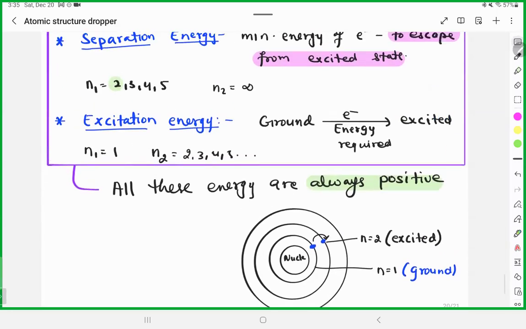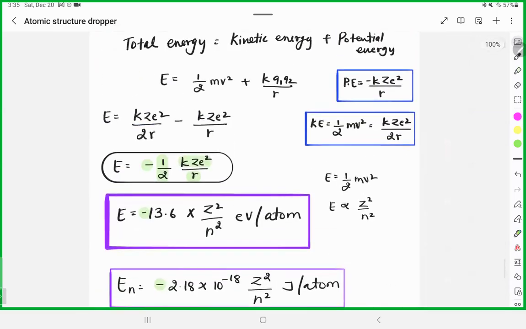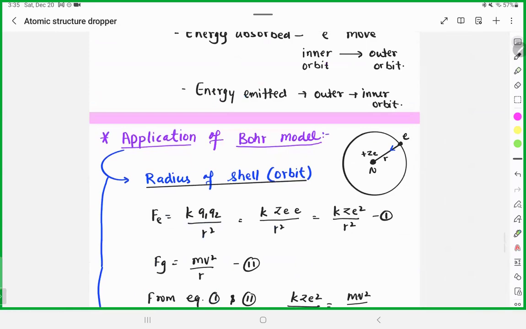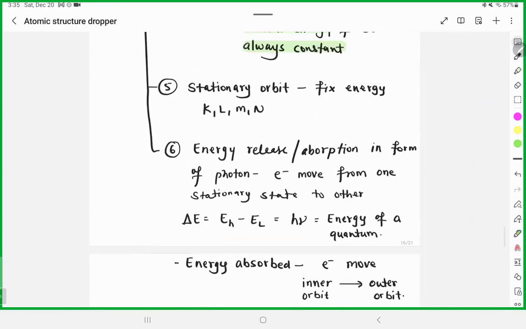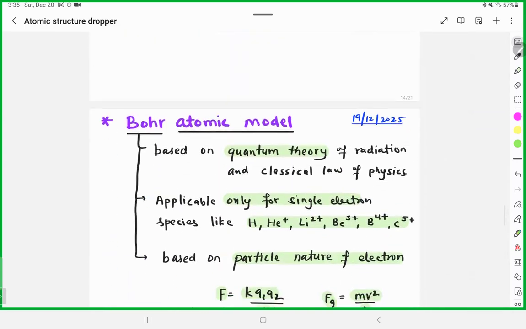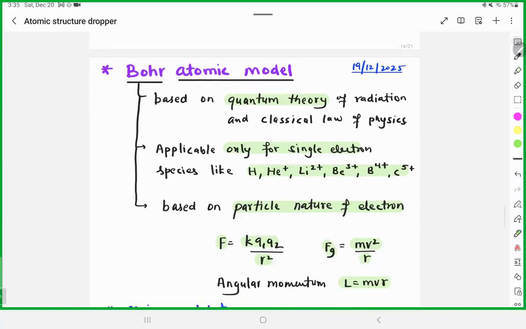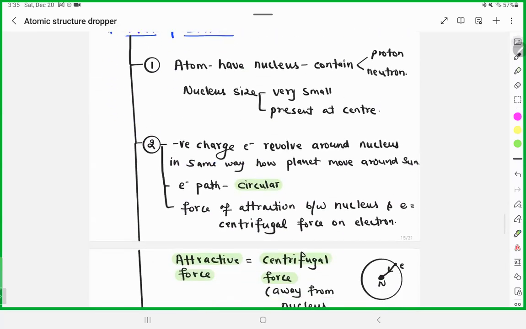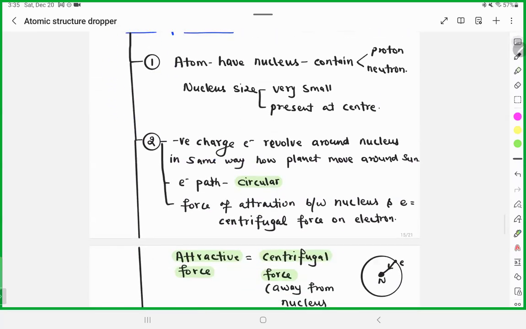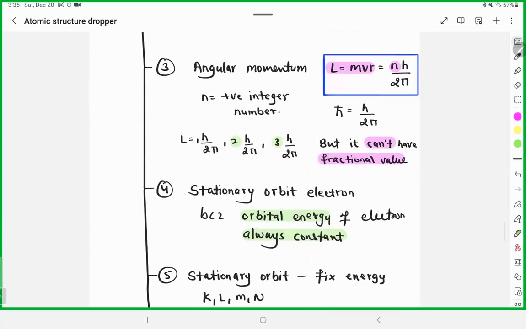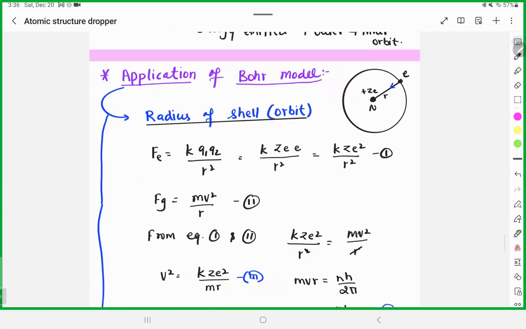Okay, so what we did in the last class is we started from here. Application of Bohr model. Not, I think we started from here, right? Bohr atomic model yesterday, yeah, 19. So we said Bohr model is based on the quantum theory, applicable for the single electron system, and based on the particle nature. And there were many postulates. More important is electrostatic force is equal to centrifugal force and angular momentum. These were the two important things.